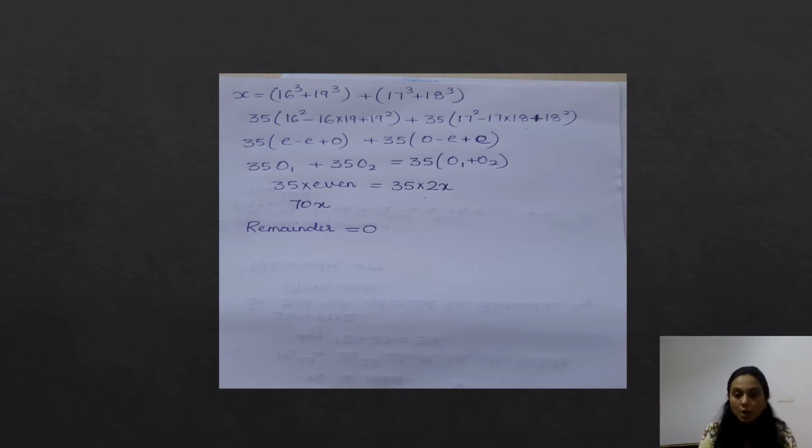So, 35 is common. We are taking 35 common. Odd plus odd would be even. So, 35 into even. You can write an even number as 2x. Therefore, this number is 70x. So this concept is very important. 35 into even is 35 into 2x, which is equal to 70x. So your remainder would be 0. So here the answer would be 0.